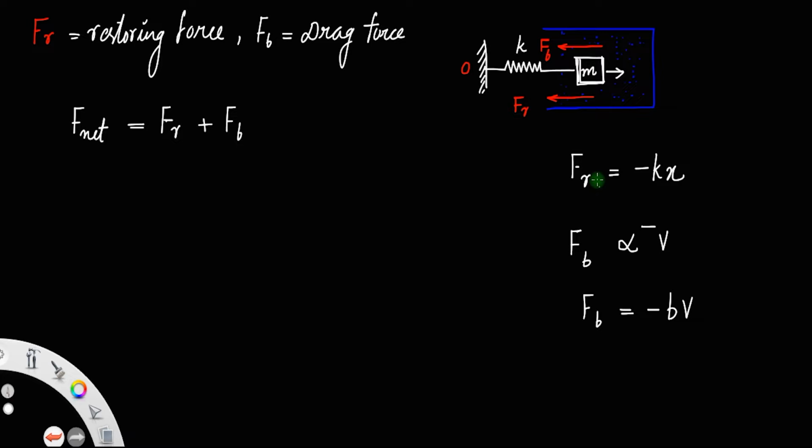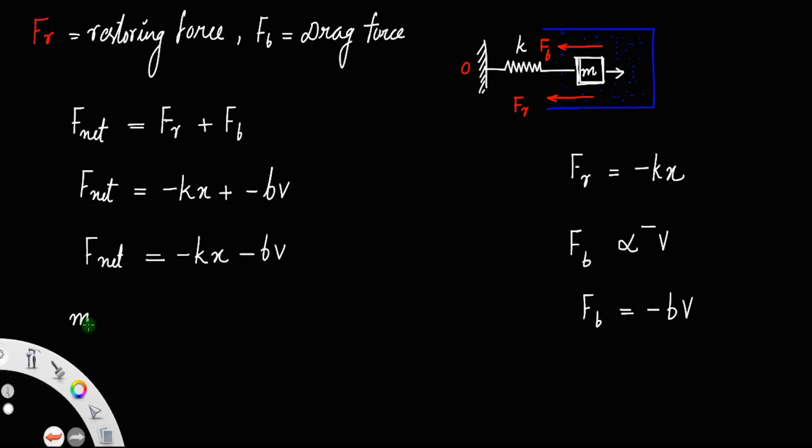So you can plug in the values of Fr and Fb in here. So the net force will be F net is equal to Fr, minus kx, plus minus bv. So F net is equal to minus kx minus bv. And from Newton's law, force is always mass times acceleration. This is mass into acceleration a. So this is equal to minus kx minus bv.